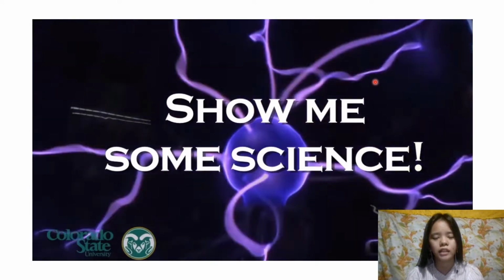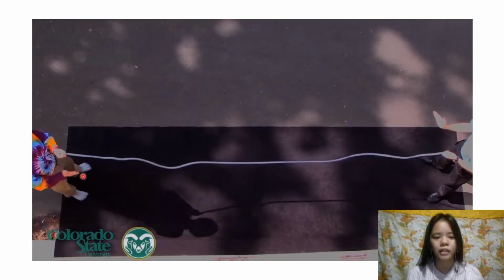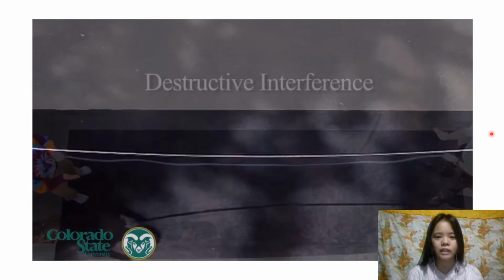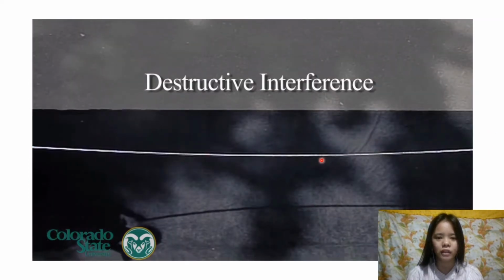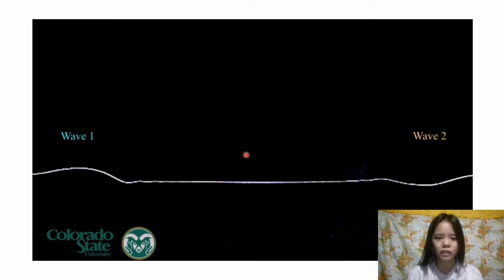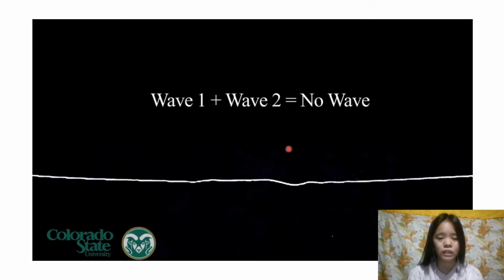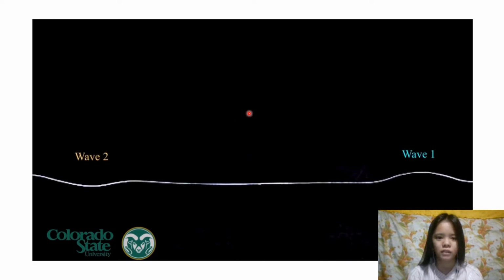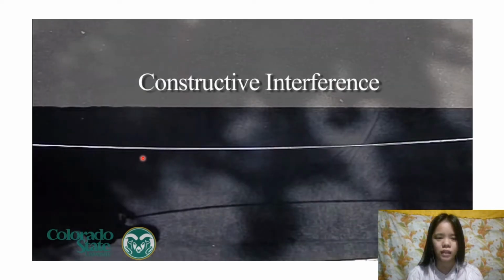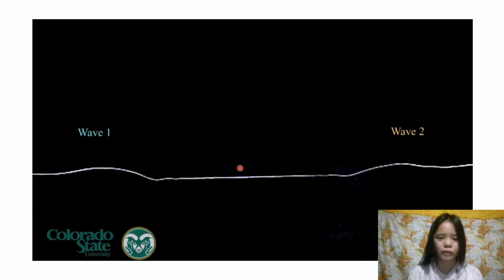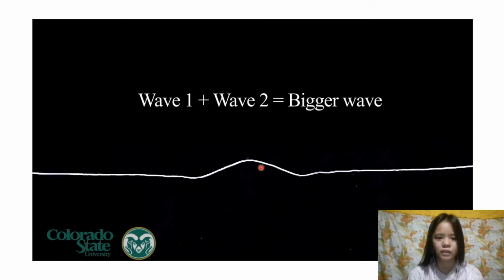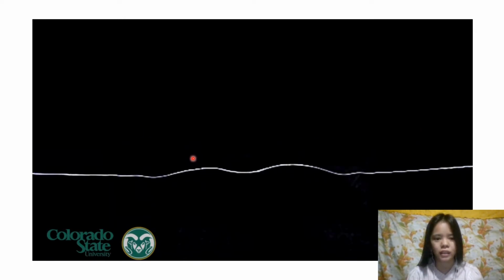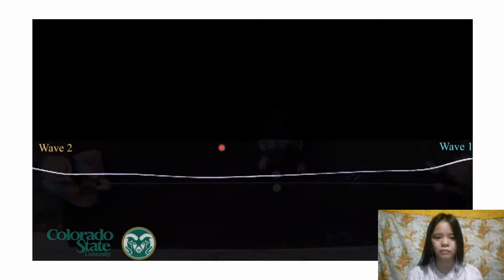So let's watch this. As you can see, they hit on different sides. So this is destructive interference, wherein wave 1 plus wave 2 is equal to no wave. And they went back to the original. Then constructive interference is when they made a bigger wave, in which they hit on the same place.